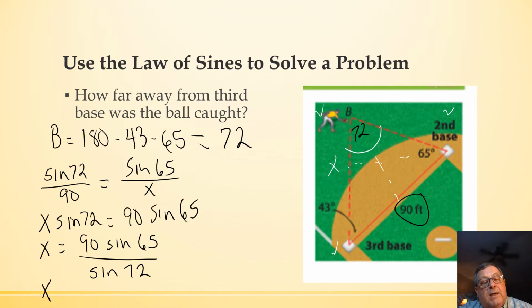And so what is X going to equal? Well, let's see, 90 times the sine of 65, and then we're going to divide that by the sine of 72. And we're going to round that to the nearest tenth, 85.77, or it's going to be approximately 85.8 feet.